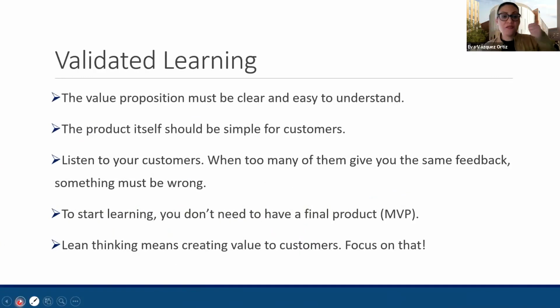Important: your value proposition. If you're going to communicate and learn from your customer, you need to have a clear and easy value proposition they can understand. So make sure you actually have that. You need to have the list of benefits you're providing your customer. Then the product itself should be simple. If you want to gather as much feedback, if you want your customer to react to this product or service, make sure it is simple, easy to understand as well.